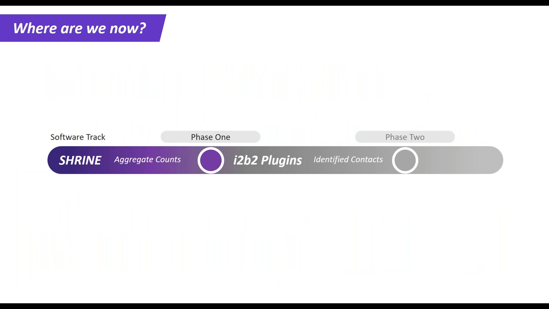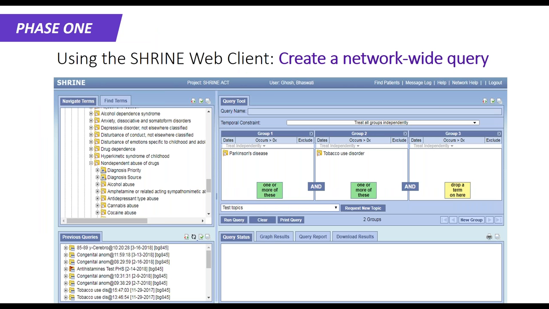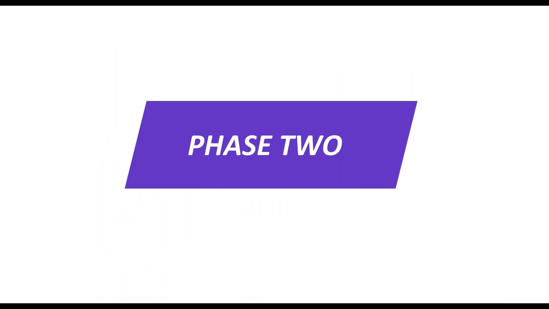And so we've talked about this a lot. We're in phase one. Right now, a PI can run a query and can get aggregate counts. And we showed this morning the query being run and the counts being returned. And we thought, okay, if you need over 200 people at each site, then you have at least 4 sites that satisfy that criterion. And so now I'm going to hand it over to Baswati, and she's going to tell you about these plugins that we've been working on. Thank you, Vivian.